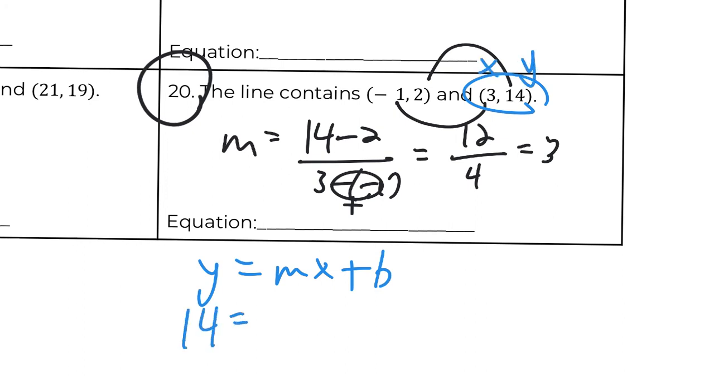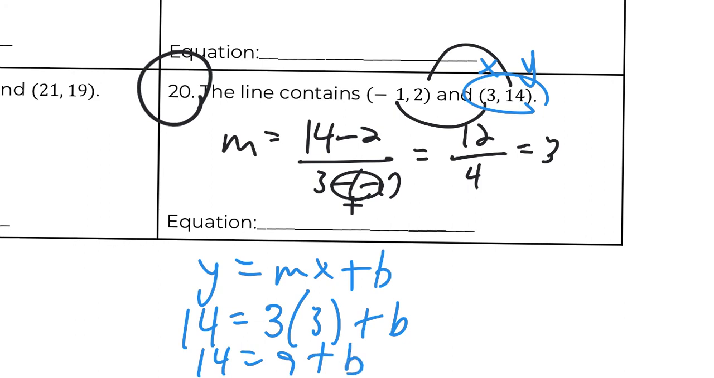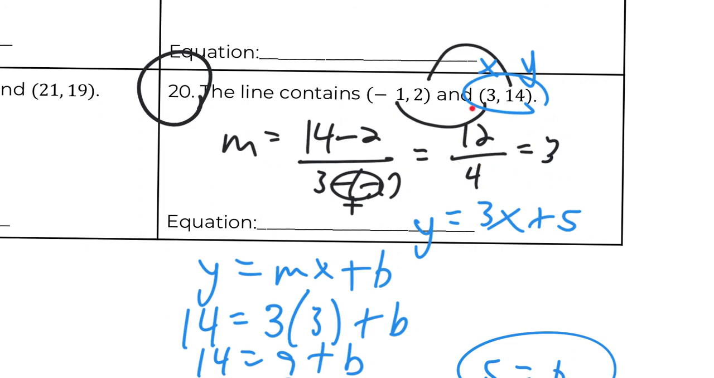So 14 equals m, which is 3, times x, which is also 3, plus b. So 14 equals 9 plus b. Subtract 9 from both sides, and b equals 5. So my equation then is y equals 3x plus 5, because the m is 3. That is right here. The m is 3, and the b was 5. So I'm just taking those, and I'm substituting them in for m and for b into my final equation. So there is my final answer.